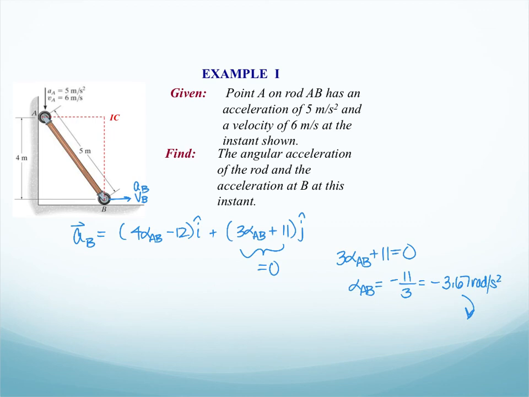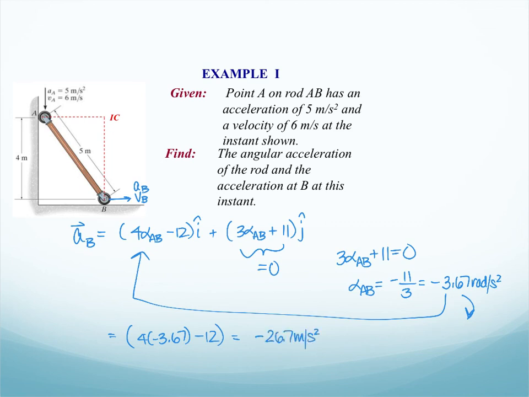Now I can substitute this in here to find that acceleration, which is in the x direction. And I get the acceleration is minus 26.7 meters per second squared in the i hat direction. And I think that's right. It doesn't seem right, but hopefully that's right.